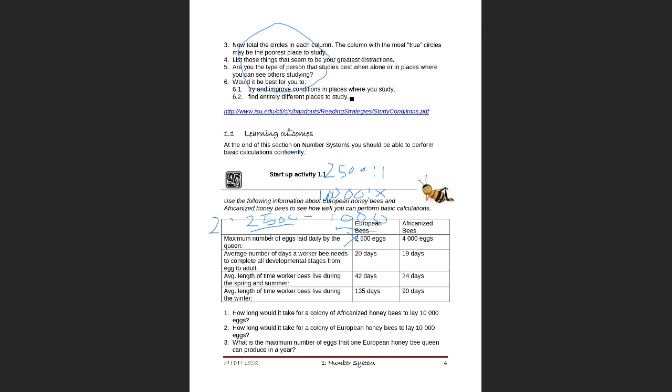Okay, so let's go on. Now, the next one says: what is the maximum number of eggs that one European honey bee queen can produce in a year? What's going to be the answer? Yes, Stindley.